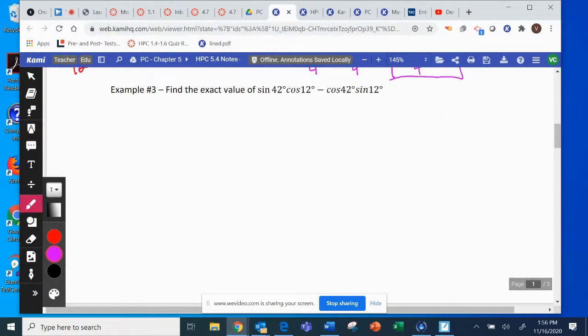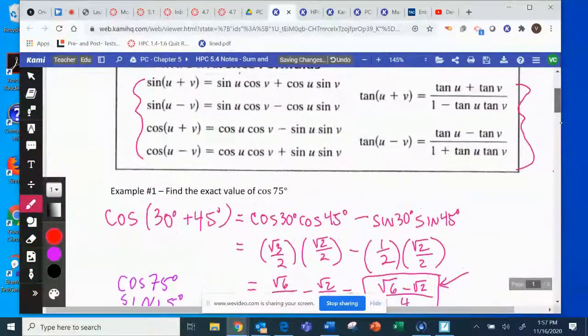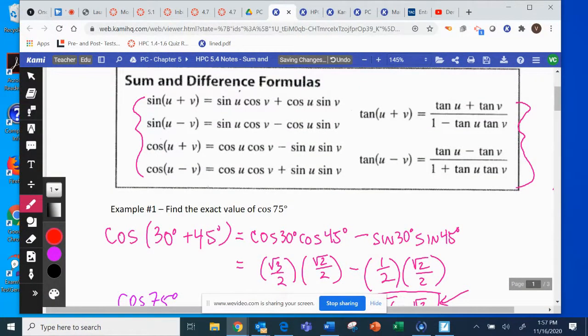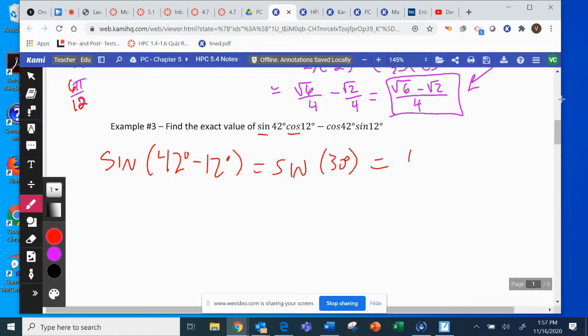So this one, find the exact value of sine 42 cosine 12 minus cosine 42 sine 12. So I look at this and I'm like, I don't know the sine of 42. We have to find the exact answer, meaning don't use your calculator. So we're going to use our formulas. This one looks like it's one of them that was expanded out. What I notice is this one starts with sine cosine. So only the sine formulas start with sine cosine. And that example also has a subtraction in it. So it's got to be sine u minus v. So I'm going to rewrite this as sine 42 minus 12, which is sine of 30 degrees, which is half.